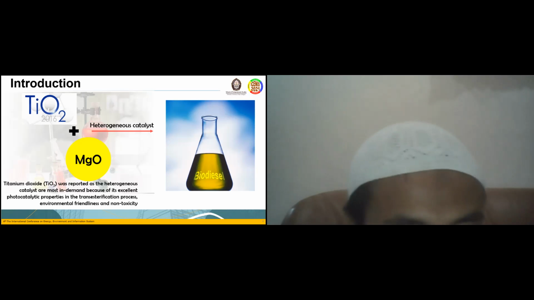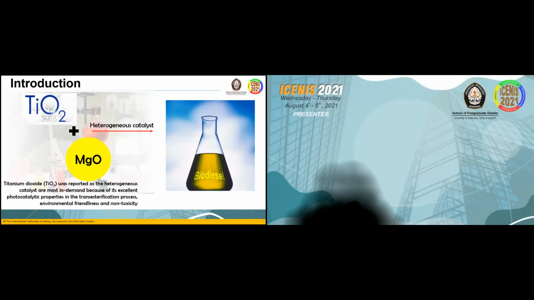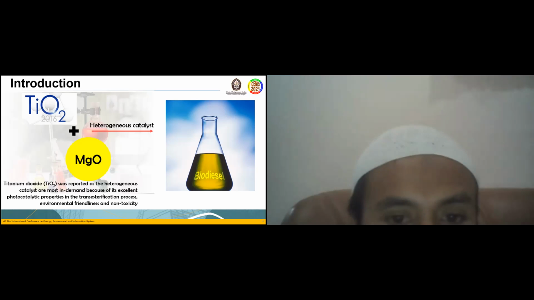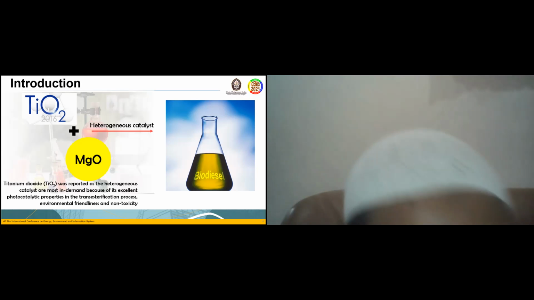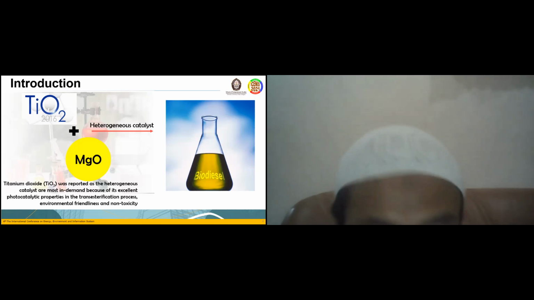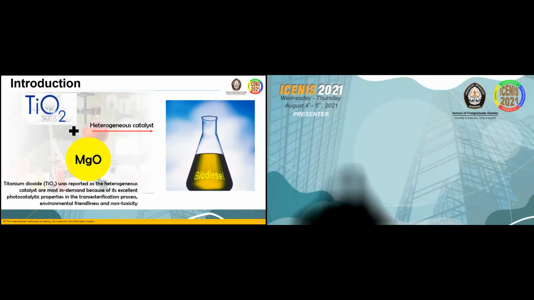In addition, titanium dioxide was reported as the heterogeneous catalyst most in demand because of its excellent photocatalytic properties in the transesterification process, and it is environmentally friendly and non-toxic. In addition, TiO2 is most in demand because of its wide application in various fields such as antibacterial, antifungal, gas sensor, solar cell, photocatalytic, cosmetic, and water treatment.